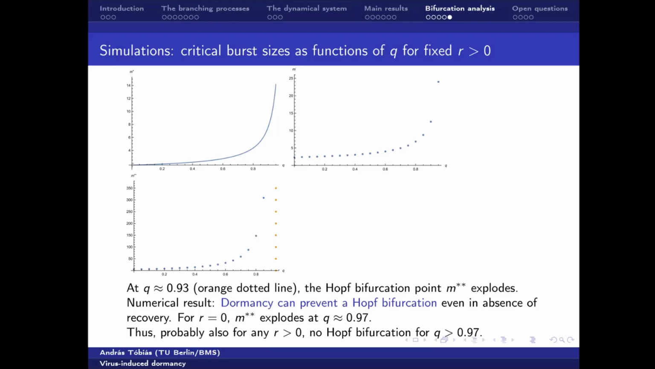If Q is very, very large, 0.97, then there's no Hopf bifurcation and no periodic behavior. So that's it basically for the simulations.